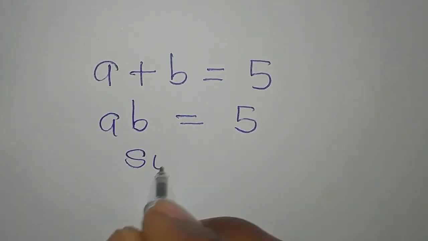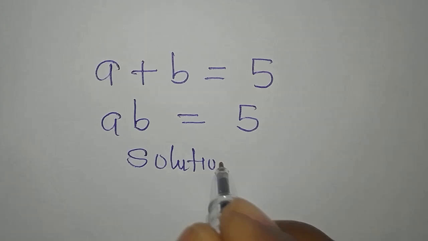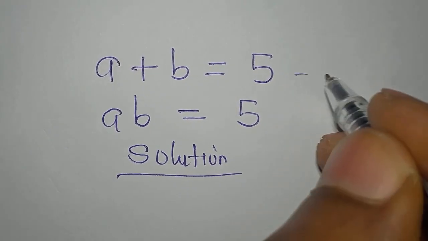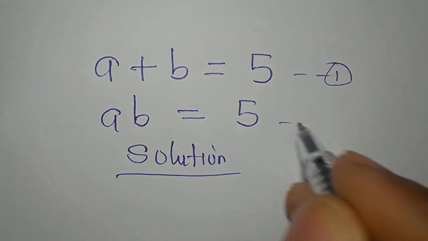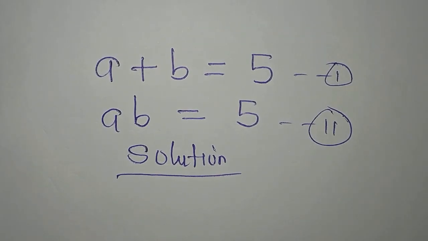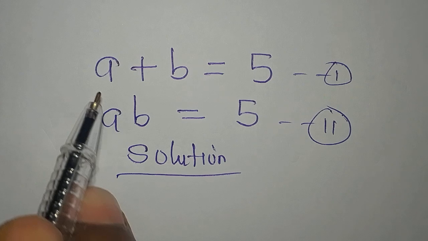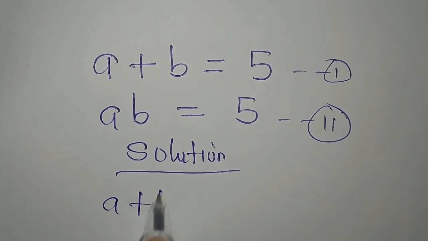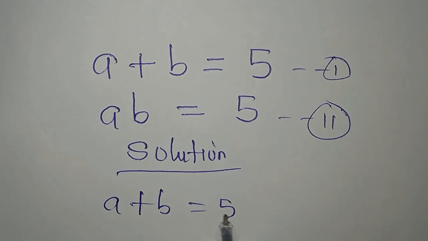Hello everyone. Here we have this simultaneous equation to deal with. Let's call this our equation 1 and this our equation 2. From equation 1 we have a plus b equals 5.